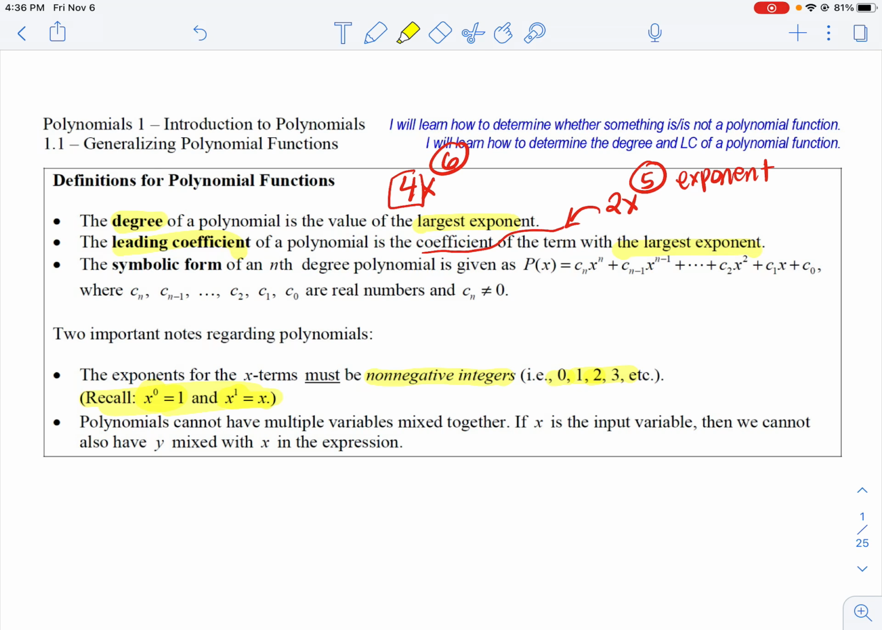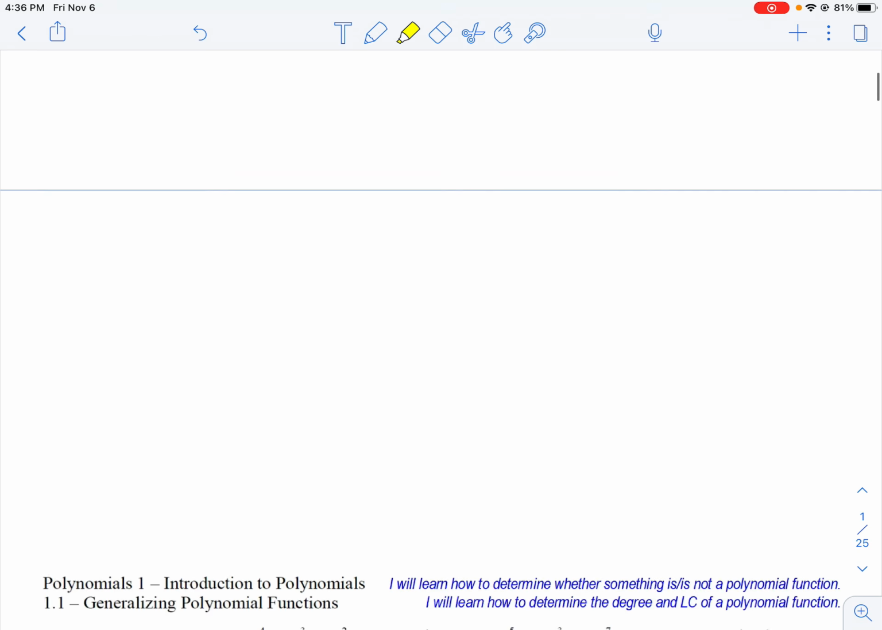Polynomials cannot have multiple variables mixed together. What does that mean? If x is the input variable, then we cannot have a y mixed with x in the expression. So let's have an example so we can determine if a certain term or a certain equation is a polynomial or not.